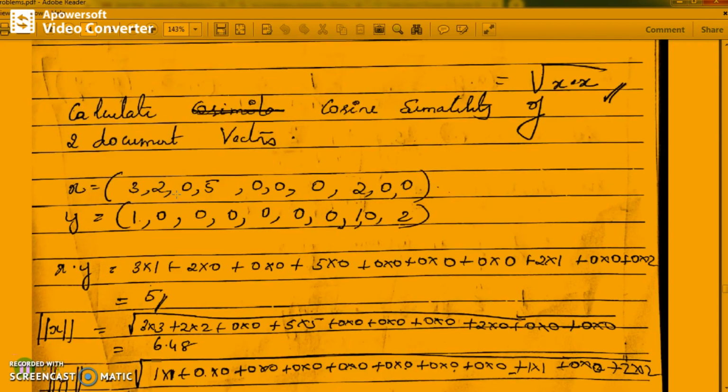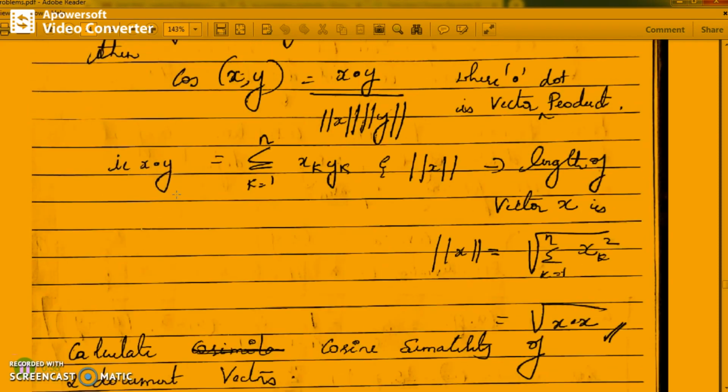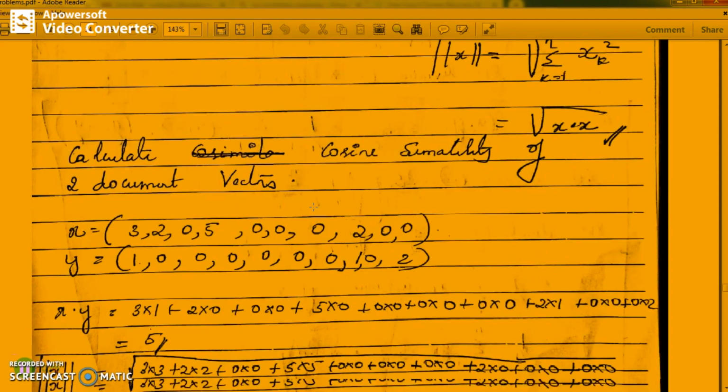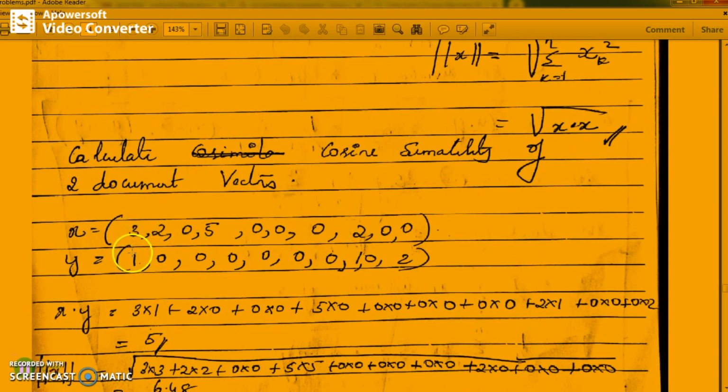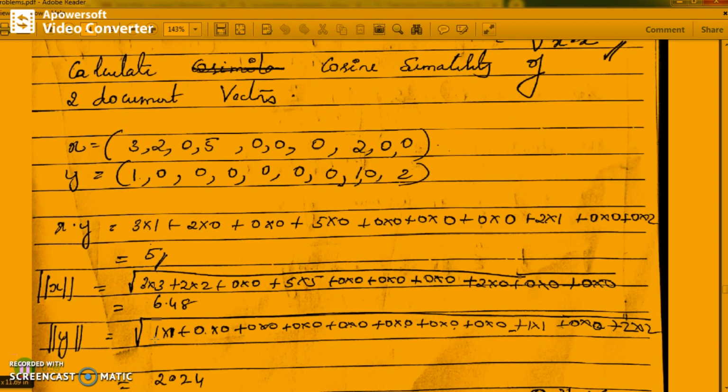The formula says here the dot product is the summation of the product of x and y. So x1 y1 plus x2 y2 plus x3 y3. So it goes on up to n values, right? So x1 y1, x2 y2, these are all the values. You just take the dot product of them, right? And you get the answer here 5. Similarly, you can see what is the denominator. This becomes the numerator. Now the denominator is the length of x.